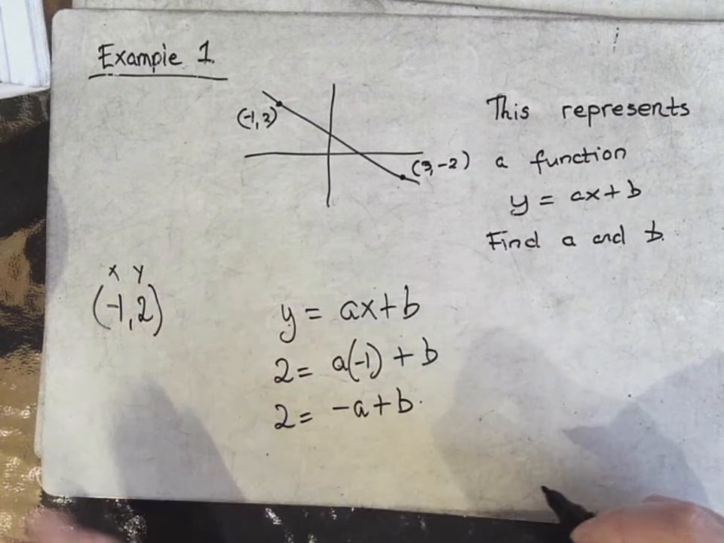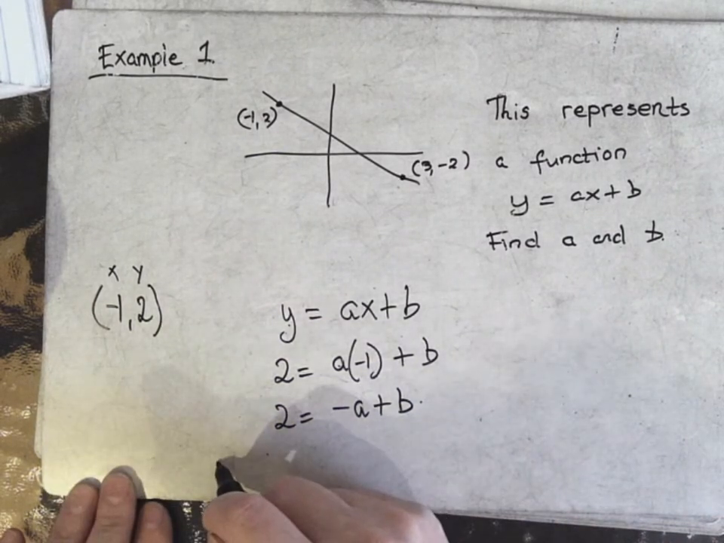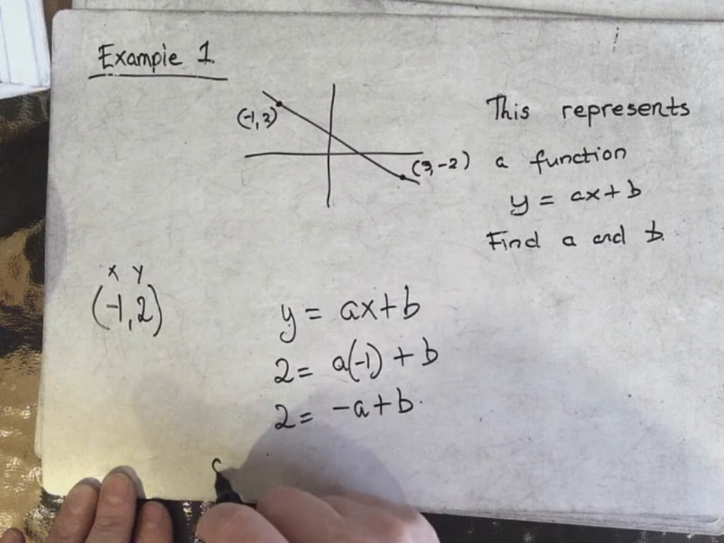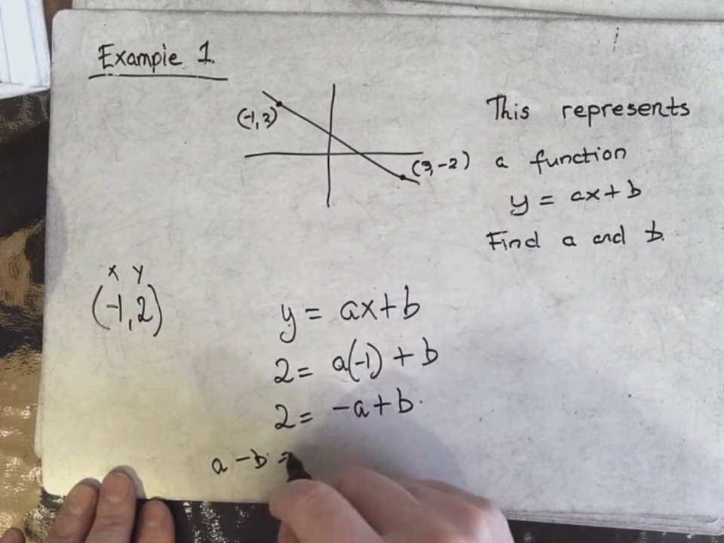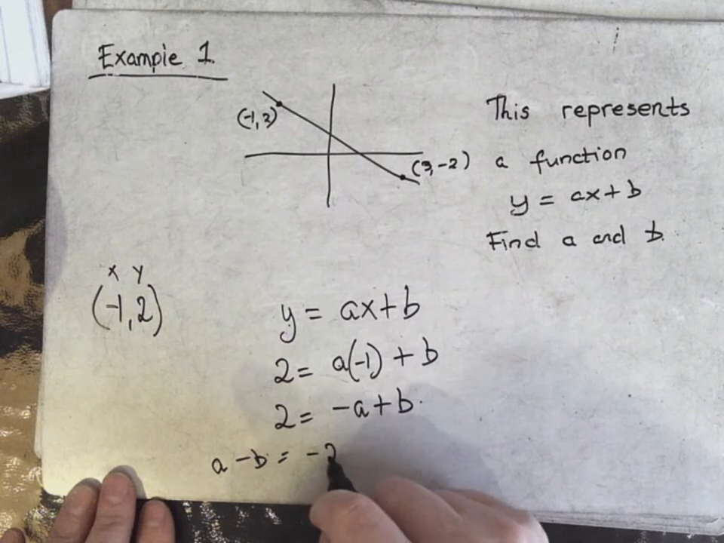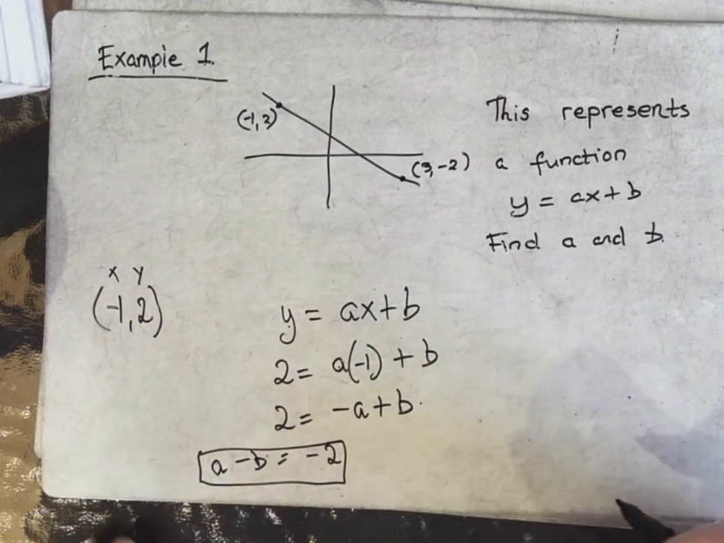Now, I bring the letters to the left and the numbers to the right. So when a comes over, it becomes a plus a. When b comes over, it becomes a minus b. And when 2 goes back that way, it becomes a minus 2. And stop there. That's as far as you can go with that one.